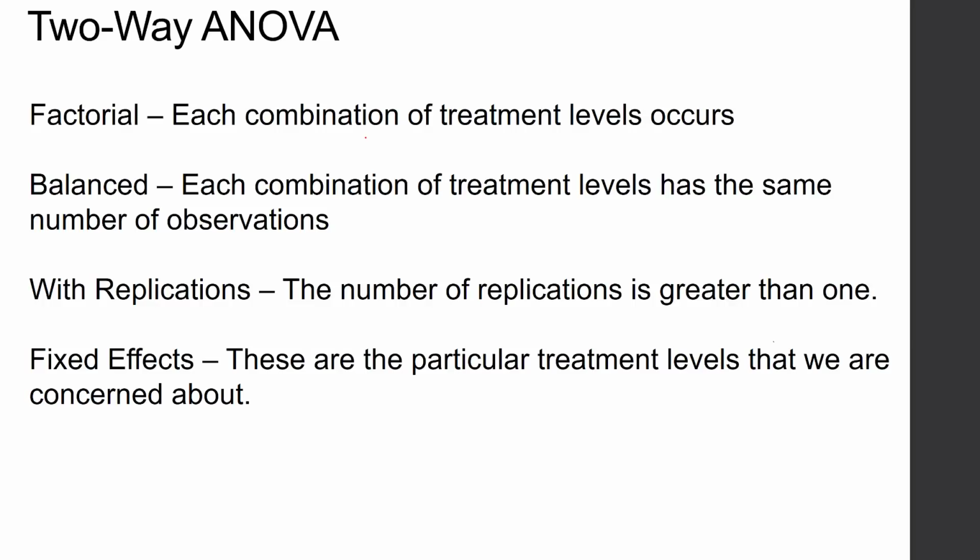We're going to want a factorial experiment. That is one where each combination of treatment levels occurs. We want it to be balanced. We want each combination of treatment levels to have the same number of observations. We also want the number of replications to be greater than 1. Fixed effects are when we pick the effects that we want to look at. These are the particular treatment levels that we are concerned about.